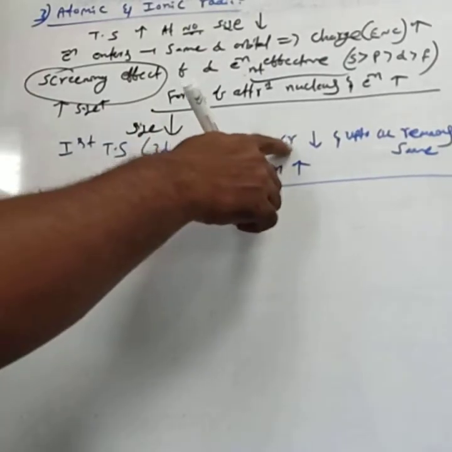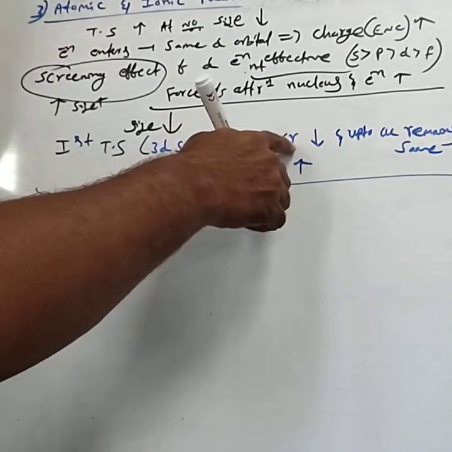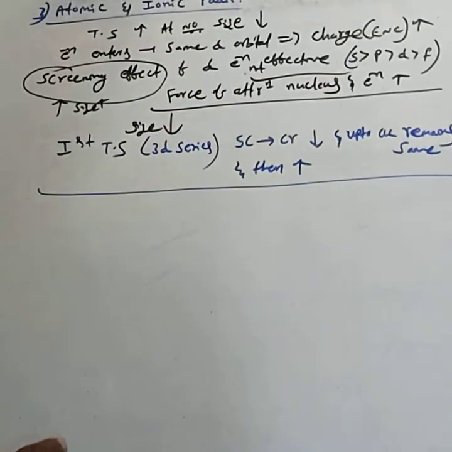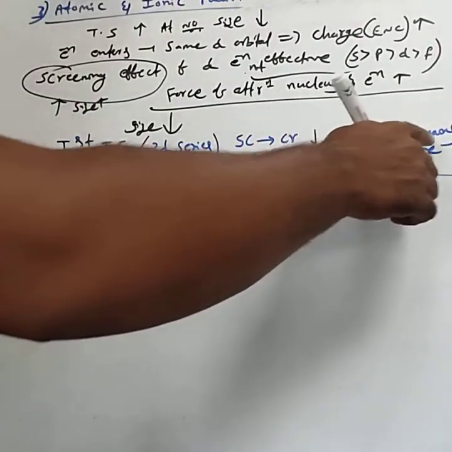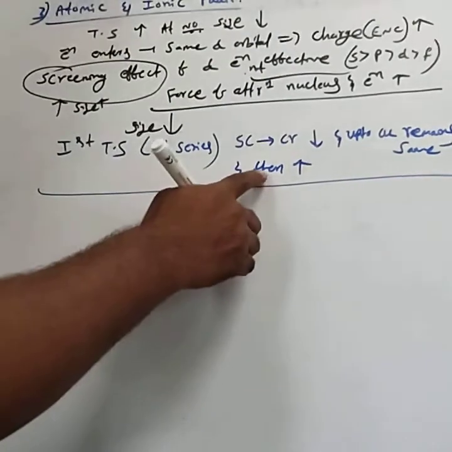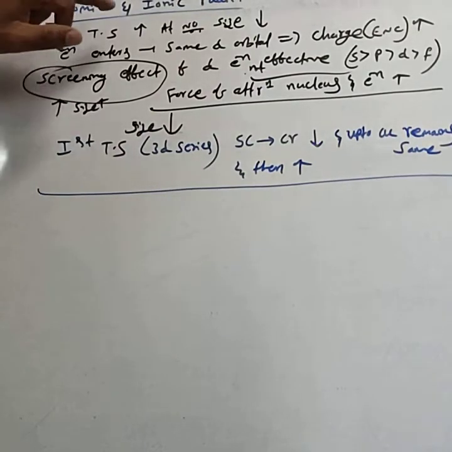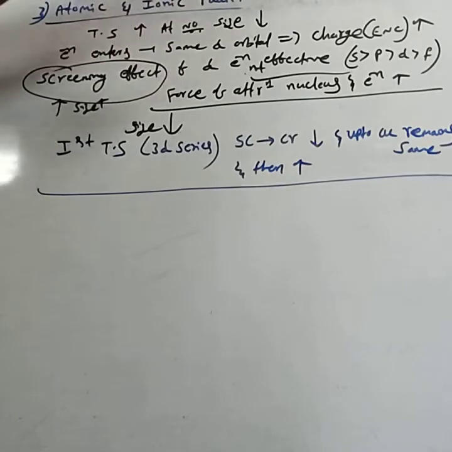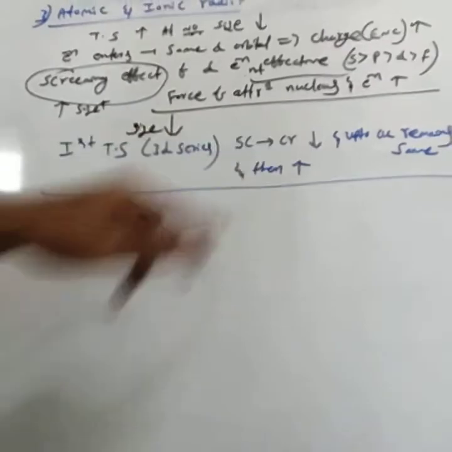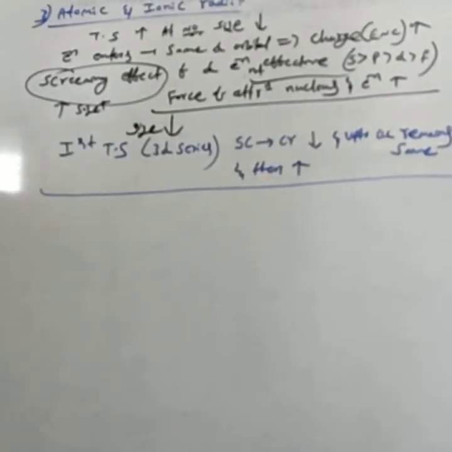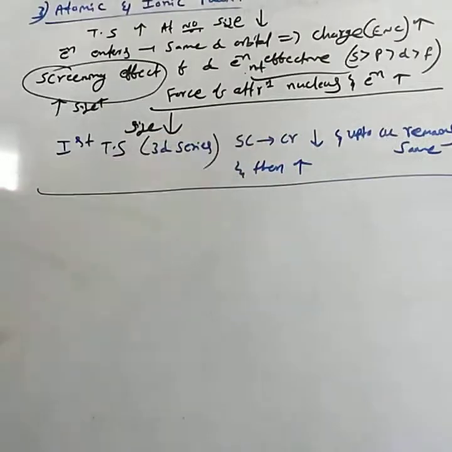From scandium to chromium, that is in the beginning, atomic size decreases. In the middle, up to copper, it remains the same. At the end, it increases. But generally, this is the explanation: in any transition series, with increase in atomic number, atomic size decreases. This is the general explanation. For the first transition series, this is the variation: in the beginning, scandium to chromium decreases; in the middle, up to copper, remains the same; at the end, again increases.